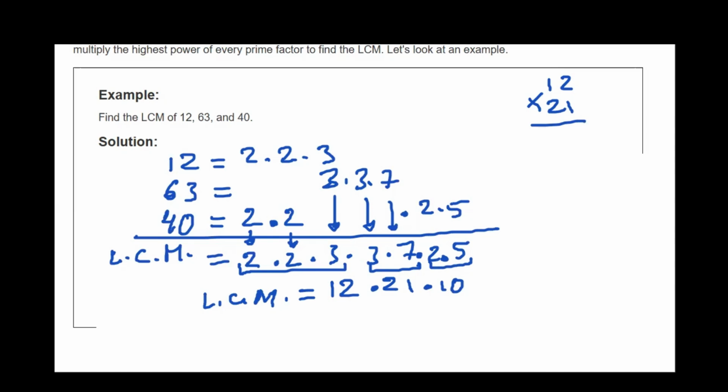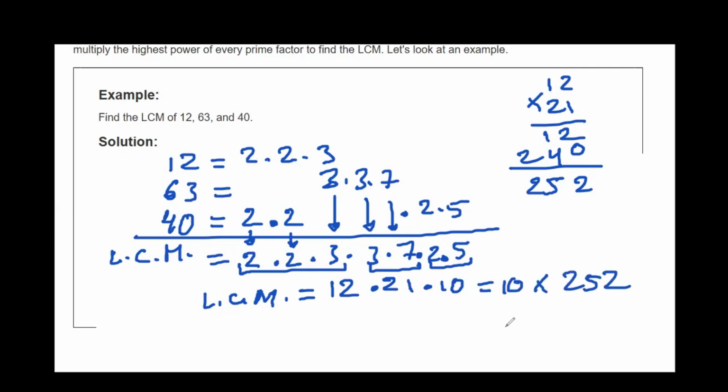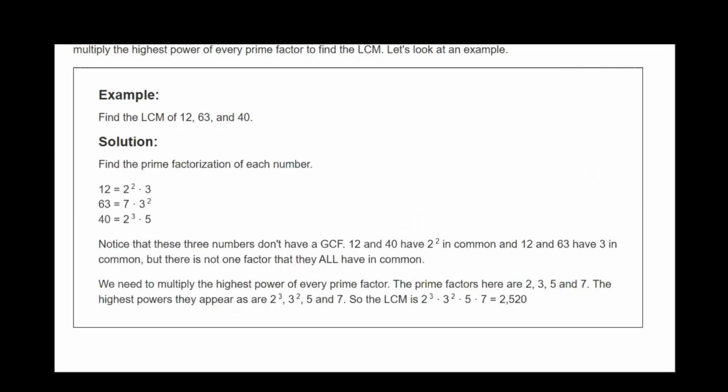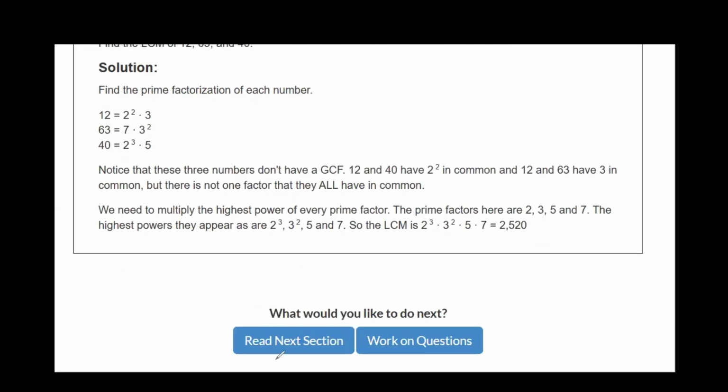So it would be 2,520 times 10. So 1 times 12 is 12, and 2 times 12 is 24. So this is 2 and 5 and 2 times 10. Yes, it is 2,520. Correct? This is the least common multiple. Excellent. That's it.